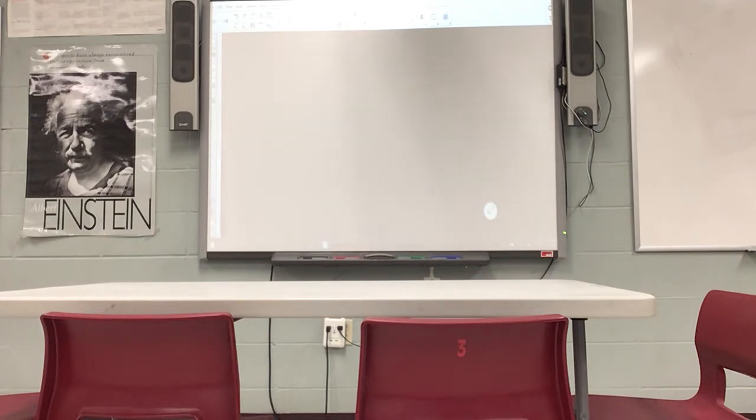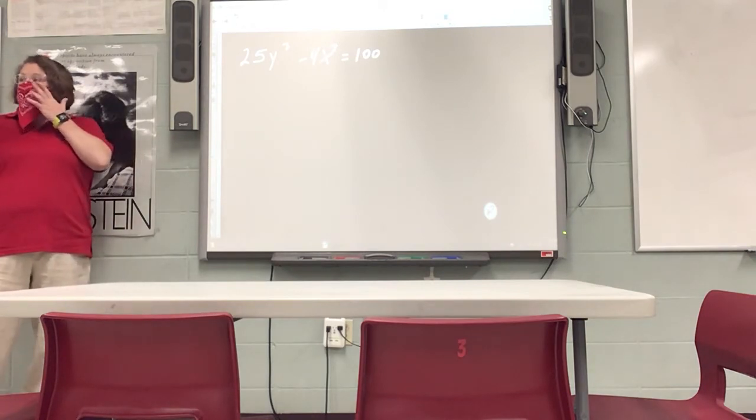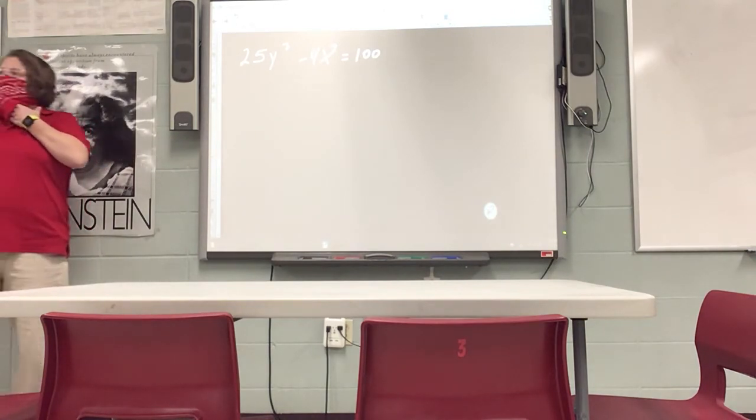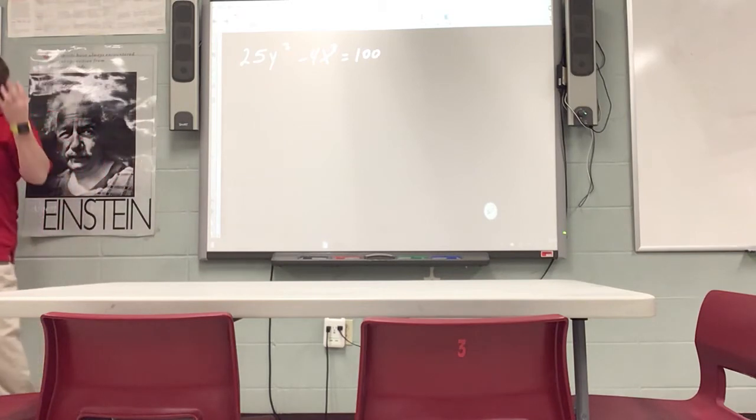Alright, so let's look at 25y squared minus 4x squared is equal to 100. We want to graph that. We did this one yesterday, or something very similar to this on an ellipse, with the x and the y flipped as well. Would it be the same answer? No, our answer's going to be a graph. An ellipse and a hyperbola don't look anything alike.